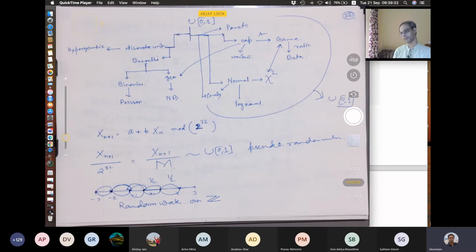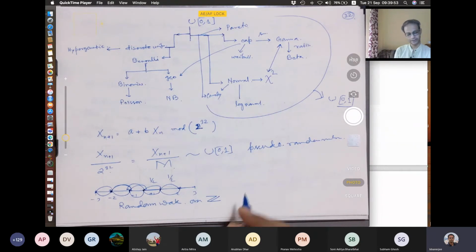Can you tell me whether in an odd number of transitions I may be able to return to the origin? Is it possible? No, it is not possible. So you need an even number of transitions to return to the origin from where we started.